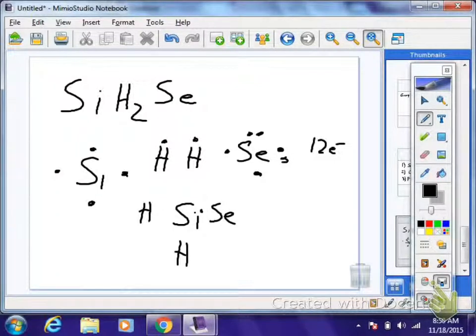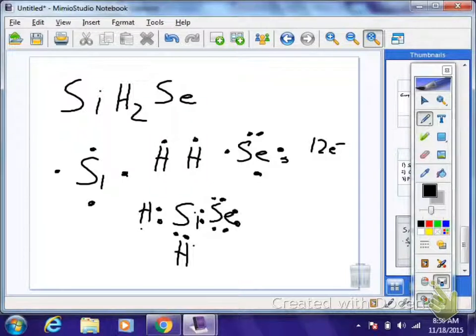Step 4, do your single bonds to begin with. Have that done. Step 5 would be putting around your branched atoms. Okay? So we've got that done, and now we have a total of 12 electrons, right? So we're done. We can't put anything off the center.